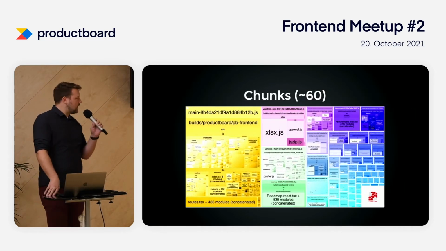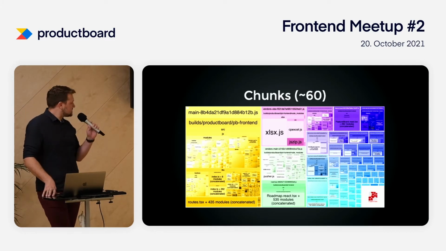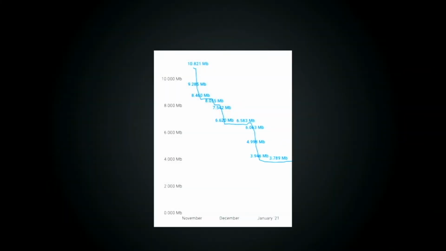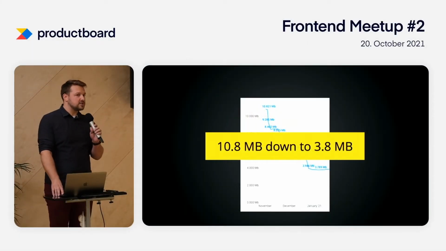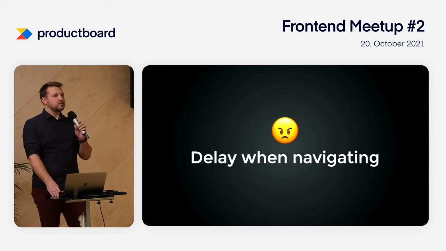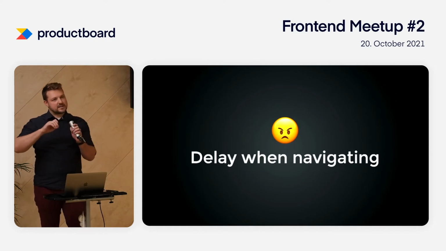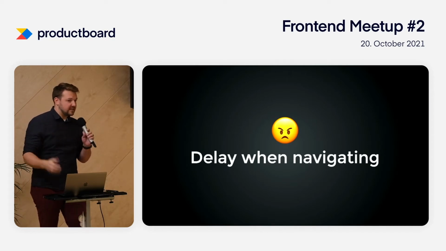Using this approach, we identified about 60 chunks in our application. This is what the bundle report looked like after the splitting, and we effectively decreased the size of the main JavaScript bundle from almost 11 megabytes to 3.8 megabytes. This helped the initial load tremendously, but a new problem arose, and that is when the user tried to navigate somewhere. The browser had to first fetch the JavaScript chunk for that given page, and there was a delay.